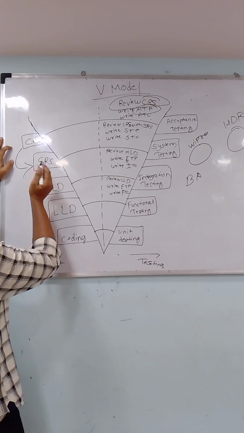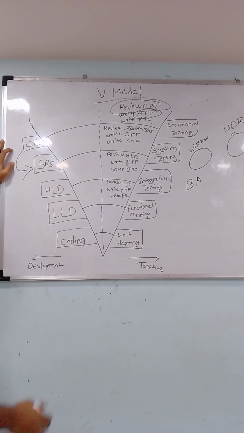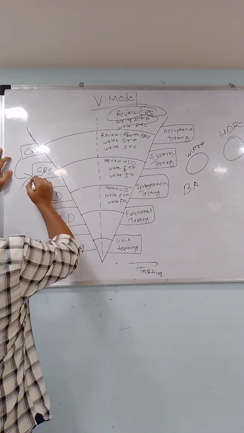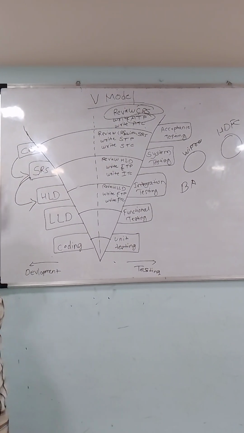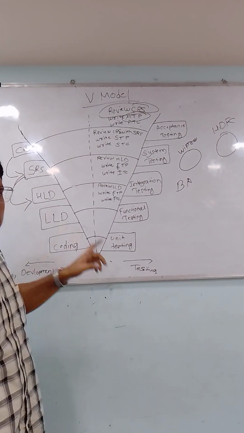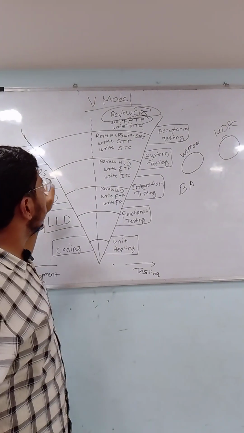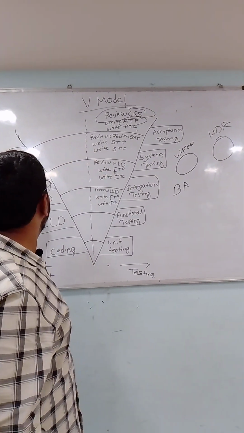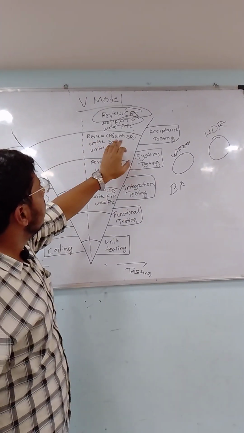Now the SRS will be given to the development team as well as to the testing team. The SRS will be converted into HLD by the development team alongside the BA. And at the same time it is given to the testing team for reviewing.